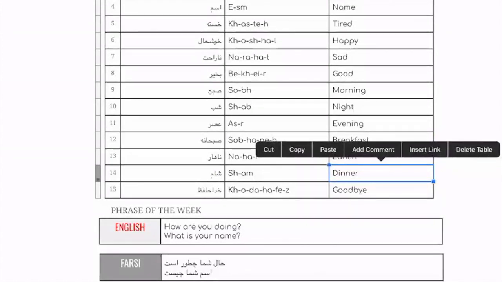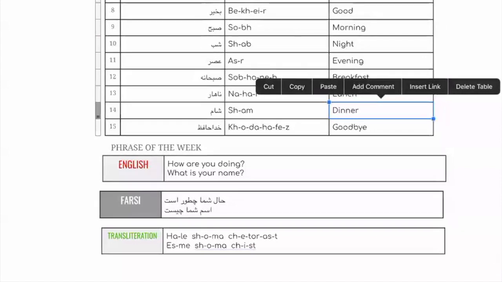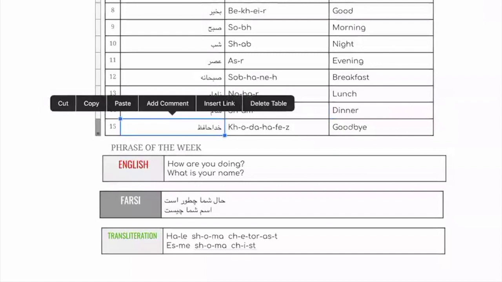Sob bekhair. Bekhair is meant to be used after a word like that. Again, it will not be used if asked how are you doing. That's not the main proper response you would give to how are you doing. The main response you would give to how are you doing is khub, I'm doing well or good. And putting good with night, shab bekhair. 11, you can also say in Farsi, good evening, asr bekhair.